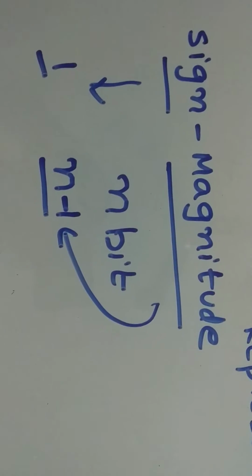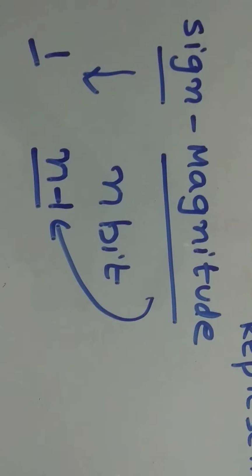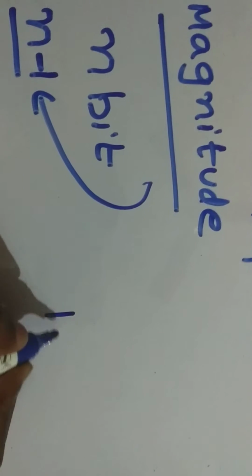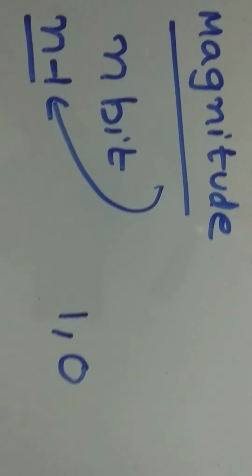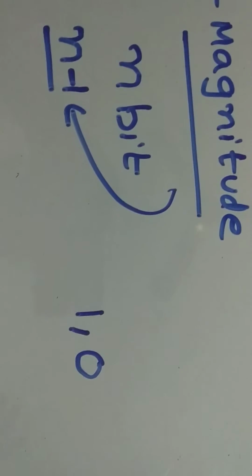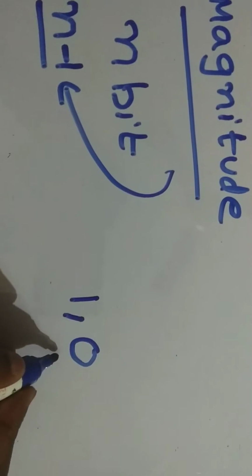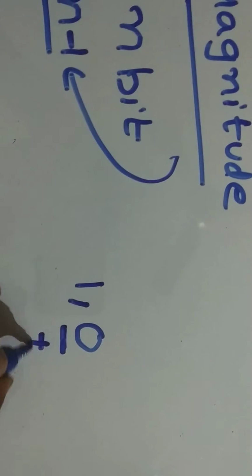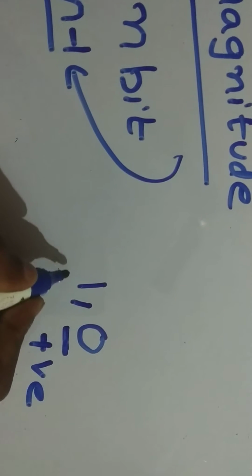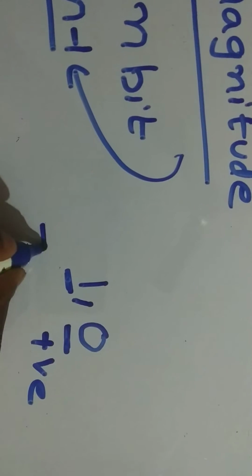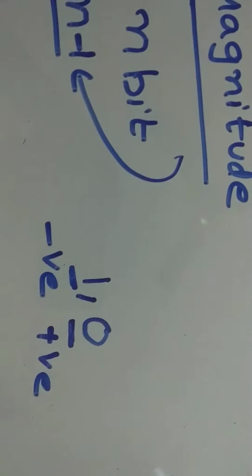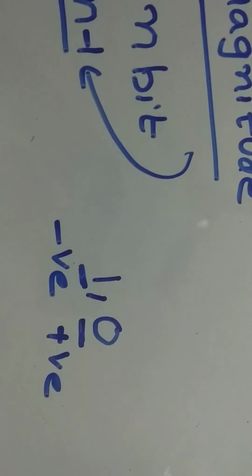So how does it work? What does that one bit represent? All we have is ones and zeros. Understand this: 0 represents a positive number and 1 represents a negative number. So 0 represents positive, 1 represents negative.